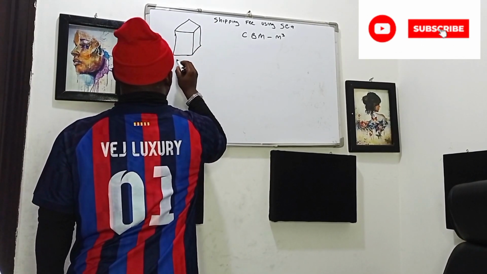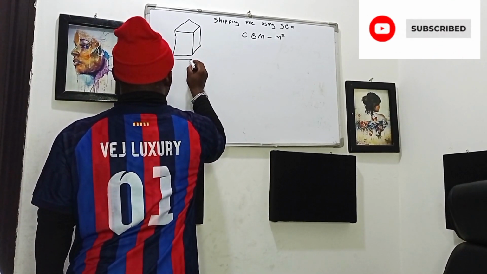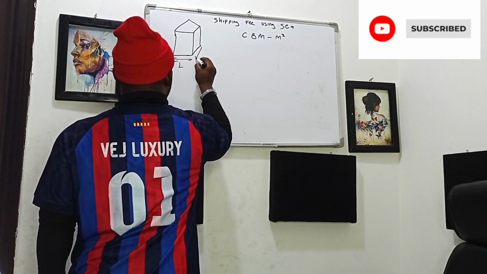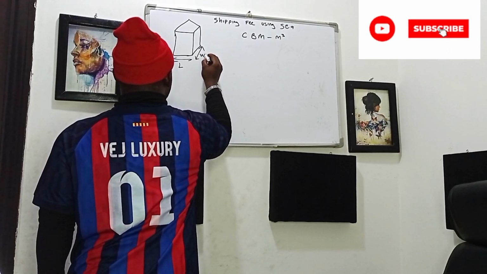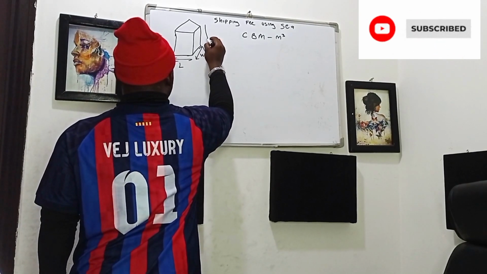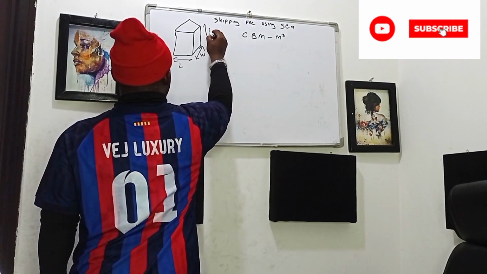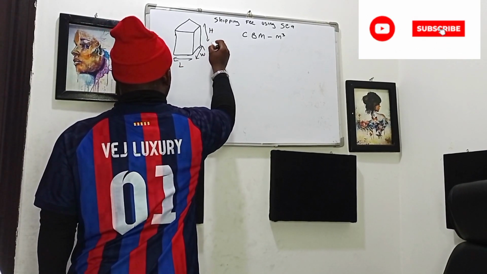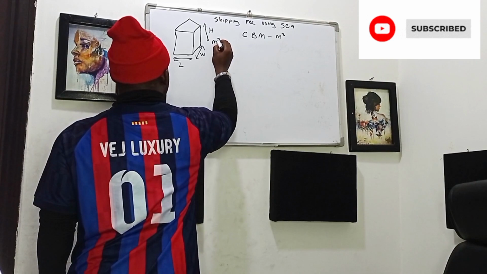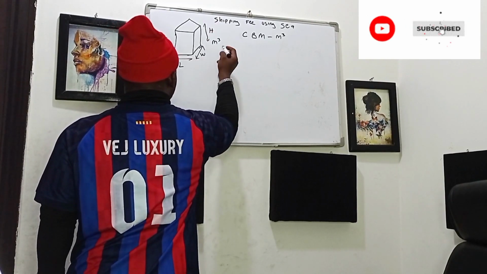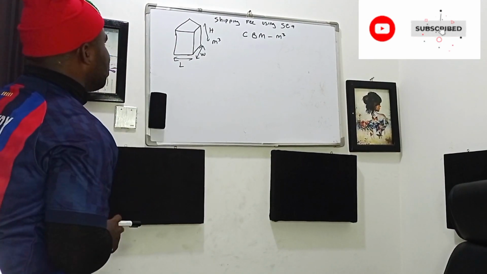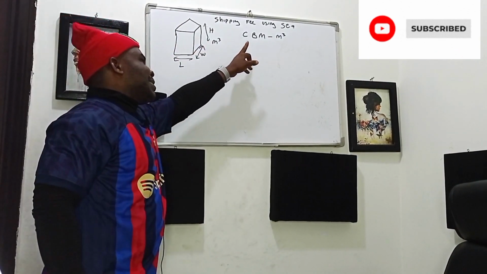You need these various measurements. This is going to be your length, this is going to form the width, and this is going to form the height. So you need these three measurements all in meters. So these are the things you have in cube. You're going to multiply them together, and they're going to give you the CBM.